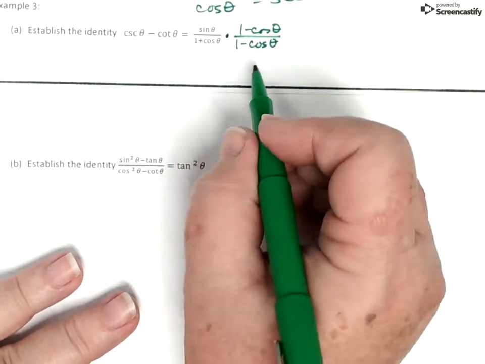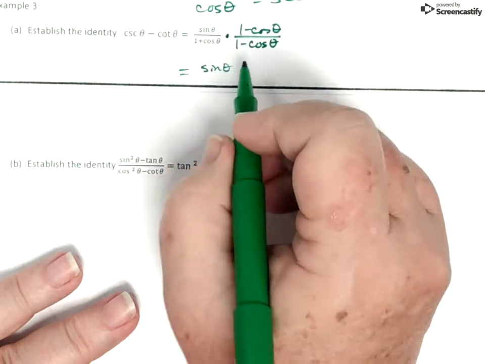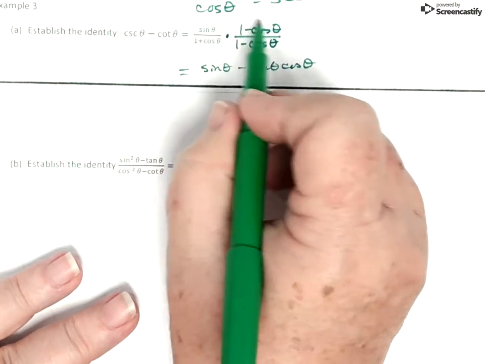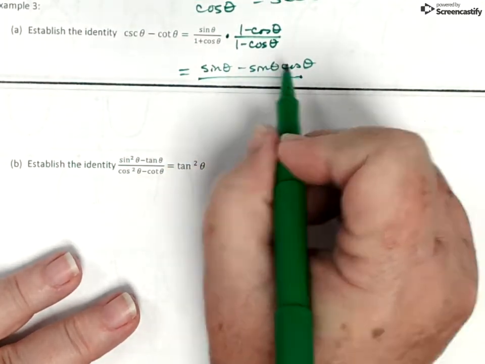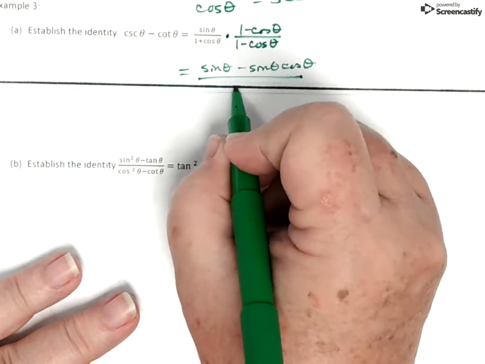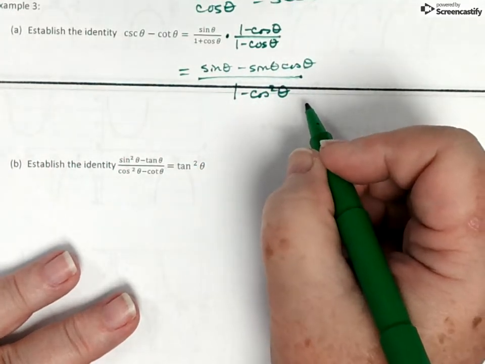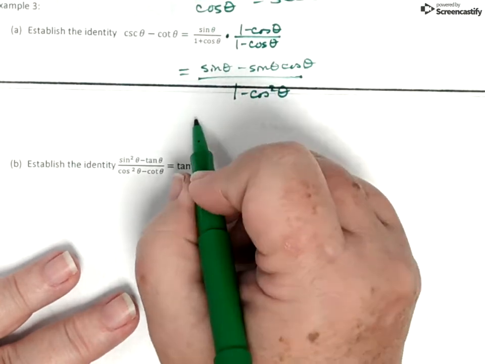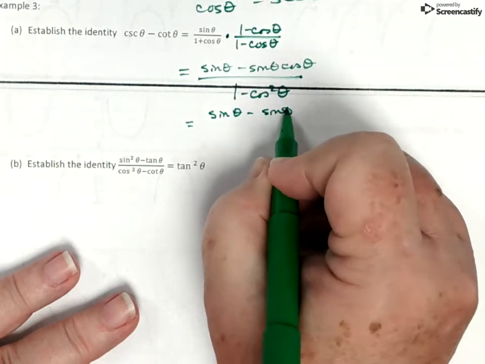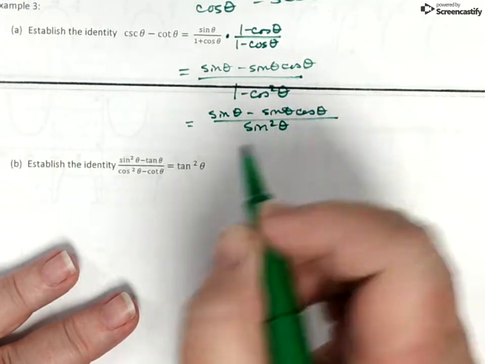So I've now got sine of theta times 1 minus cosine of theta. I went ahead and multiplied that out. And 1 plus cosine times 1 minus cosine, remember, is 1 minus cosine squared. Trig identity, I can replace that. Sine of theta minus sine of theta cosine theta over sine squared theta.